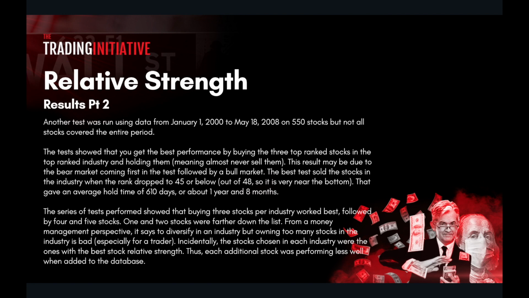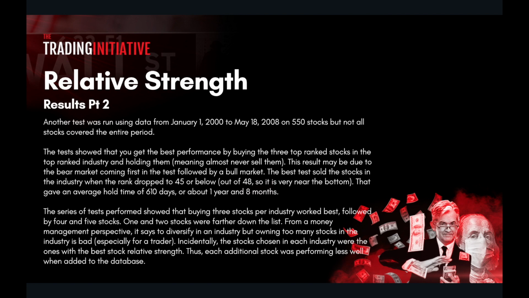This is what I said. He updated this. Another test was run using data from January 1st, 2000 to May 18th, 2008 on 550 stocks, but not all stocks were covered the entire period. The test showed that you get the best performance by buying the 3 top-ranked stocks in the top-ranked industry and holding them. Now it's a little different for us because we are actively managing something, so we are going to be selling them, and we'll go over that in a second.